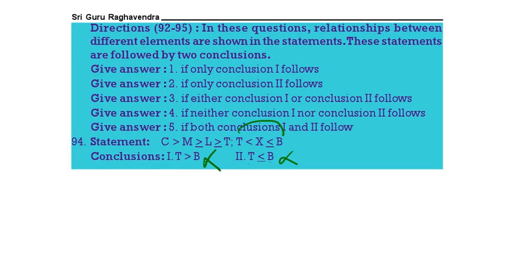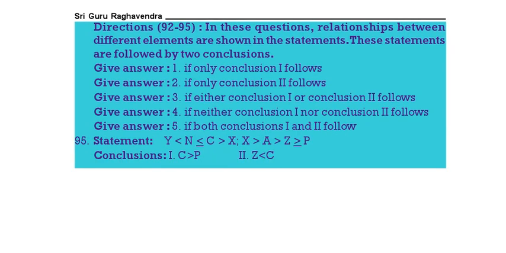Why? Because these two are not complementary pairs. T to B only less than follows. So T less than B only will follow. These two are not complementary pairs also. Neither 1 nor 2.